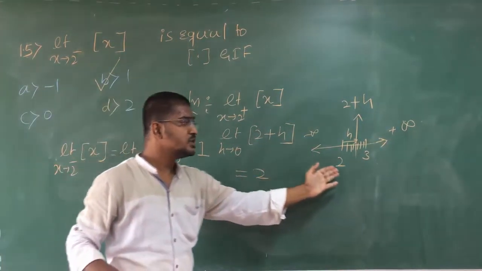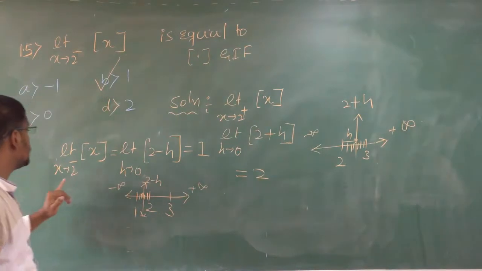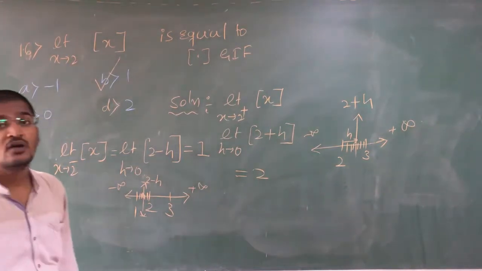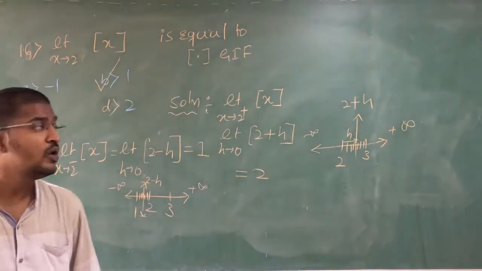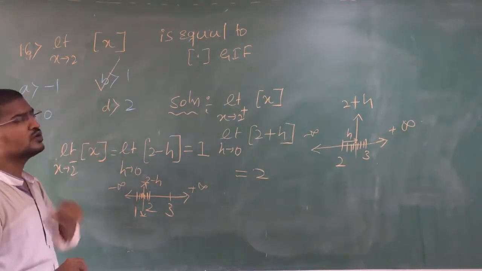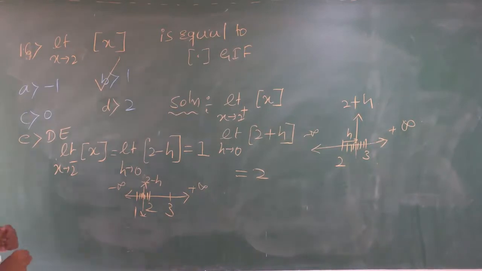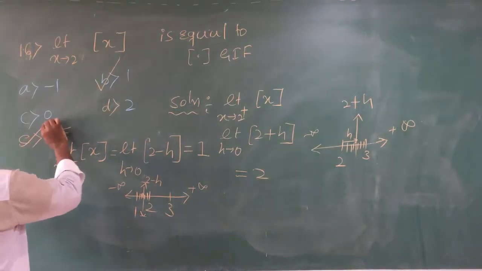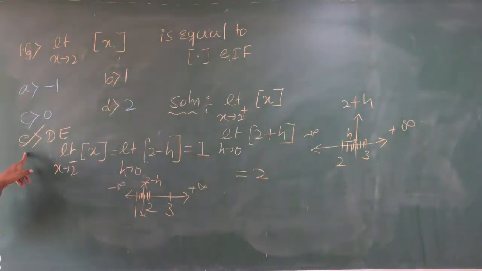See here, RHL was 2, LHL is 1. So if I take the 16th problem and remove this, what is my 16th problem? Limit x tending to 2. What is this particular function? Is it 1, minus 1, 0 or 2? And option E I will take as does not exist. DNE means does not exist. So you can tell that the answer is does not exist.